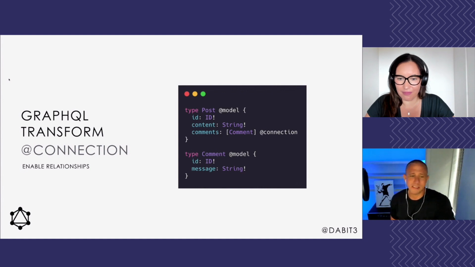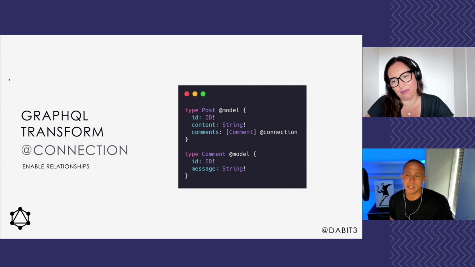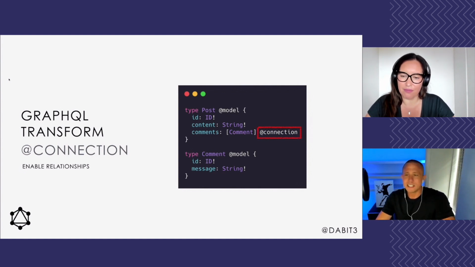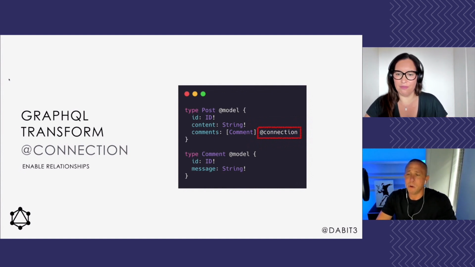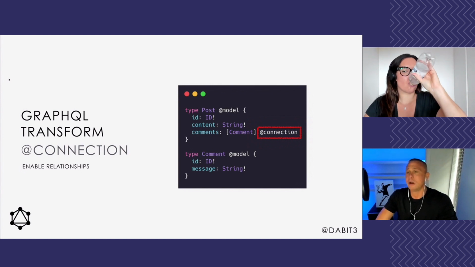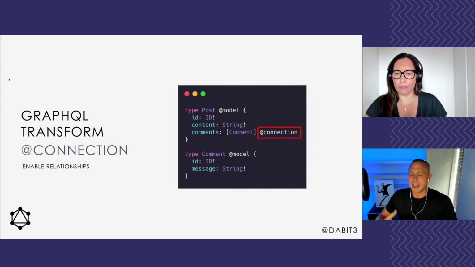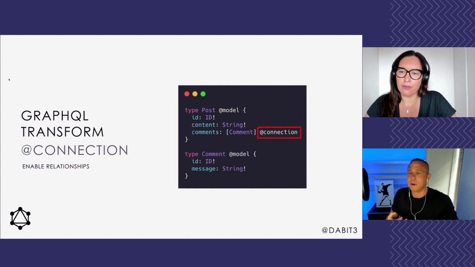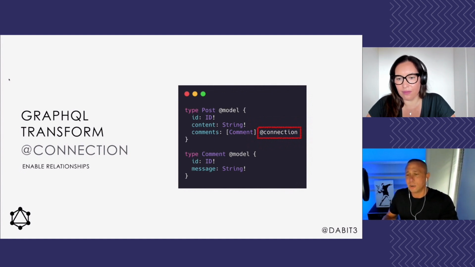Okay, cool. The next one is @connection, which allows you to model out many-to-one, one-to-many, and many-to-many relationships. Let's take a post type that has many comments, and we want to map a comment to a post. Say I have a blog post and people comment on it. I want to be able to fetch that post and the related comments in a single GraphQL operation, or I might just want to query the comments for an individual post in a single operation. So we need that relationship.